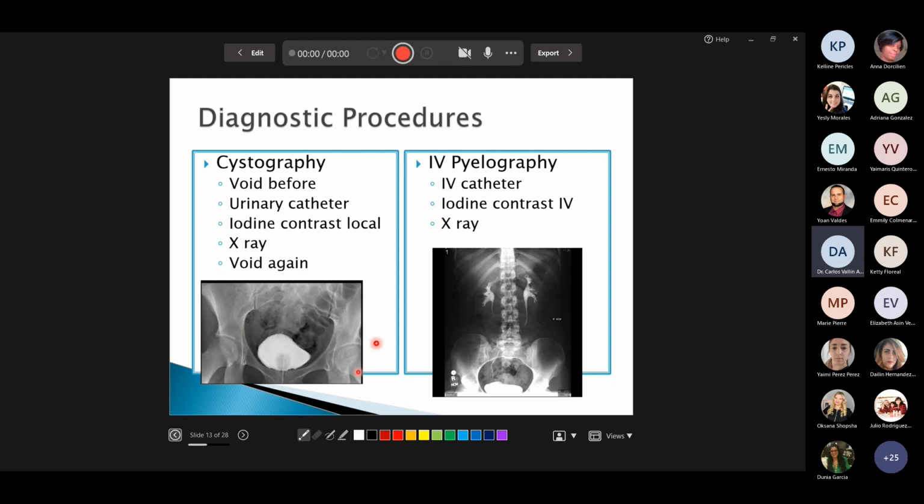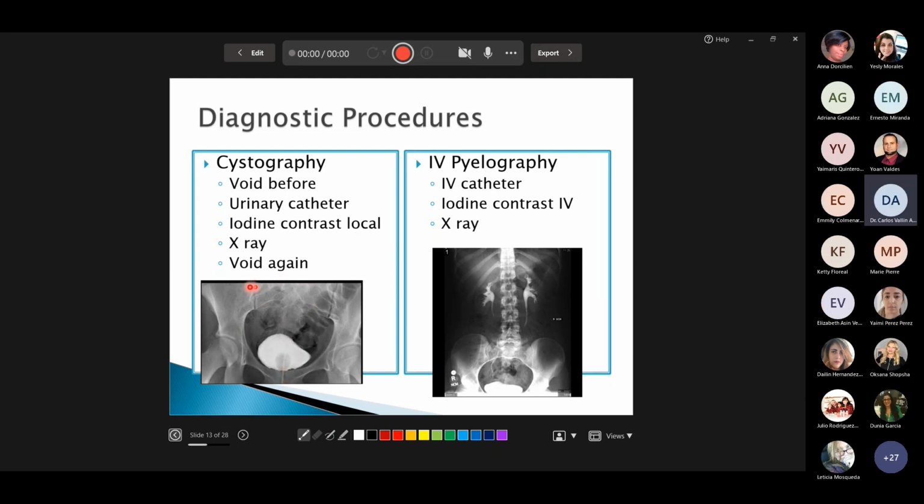They do an X-ray, and then they remove the catheter, and they ask the client to void. And then after voiding, after peeing, they have a new X-ray, to see how well the bladder empties alone. And those are the steps of the cystography.